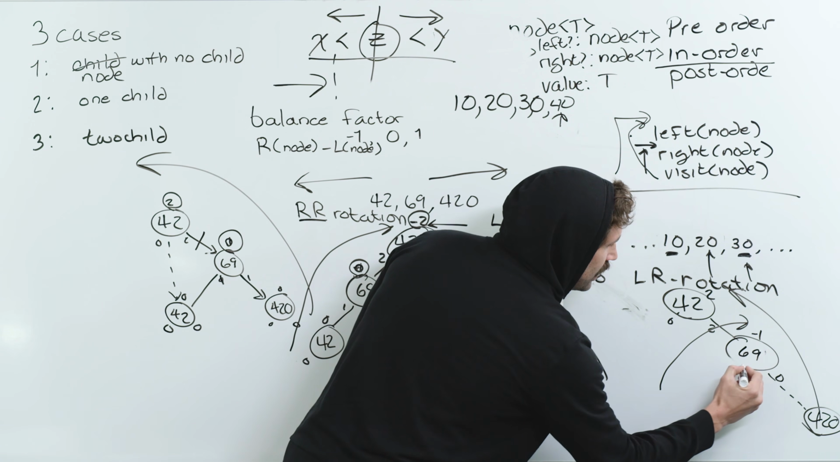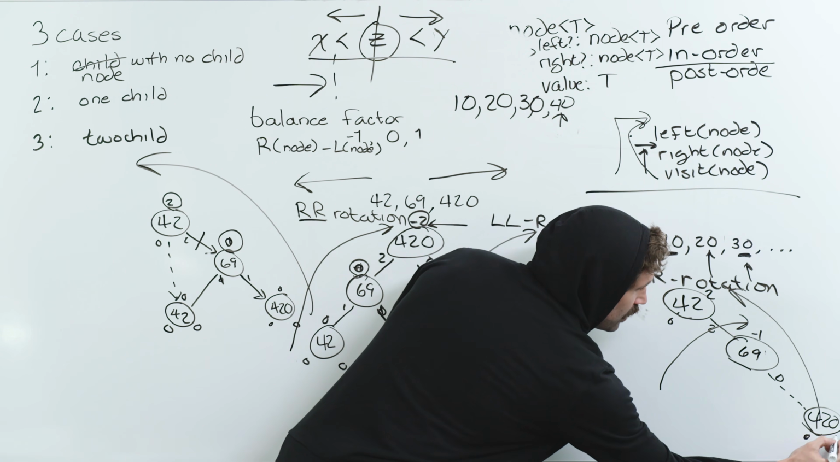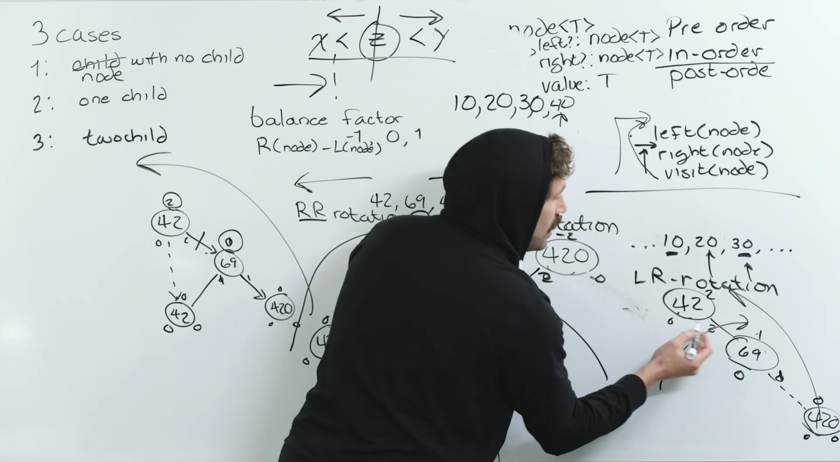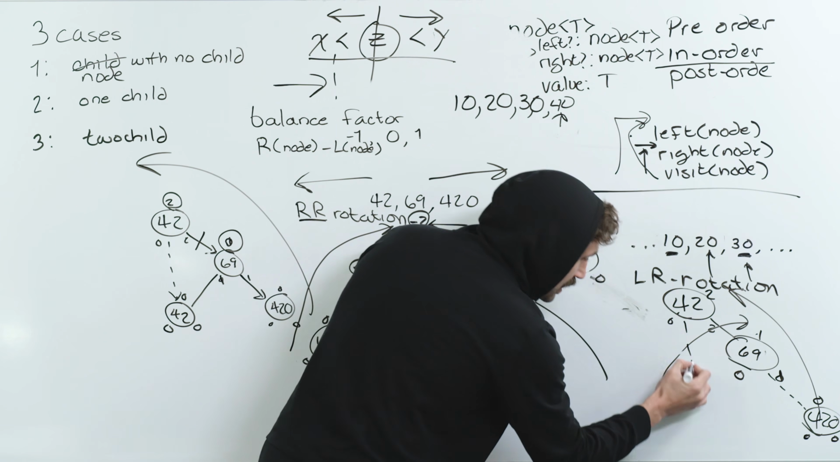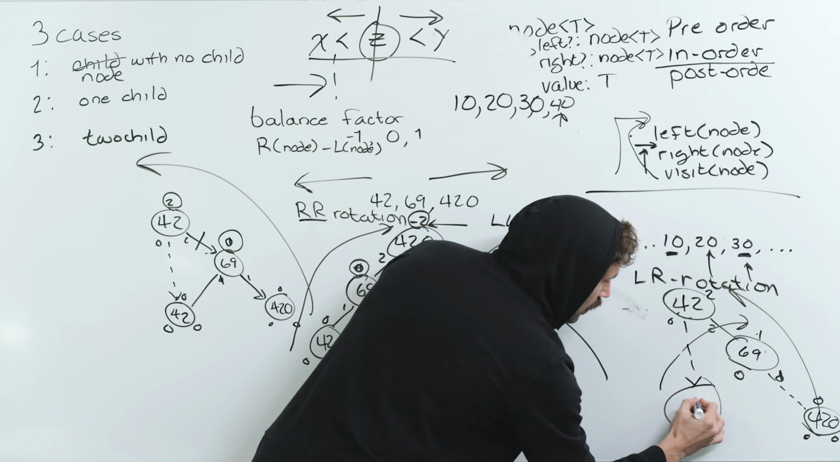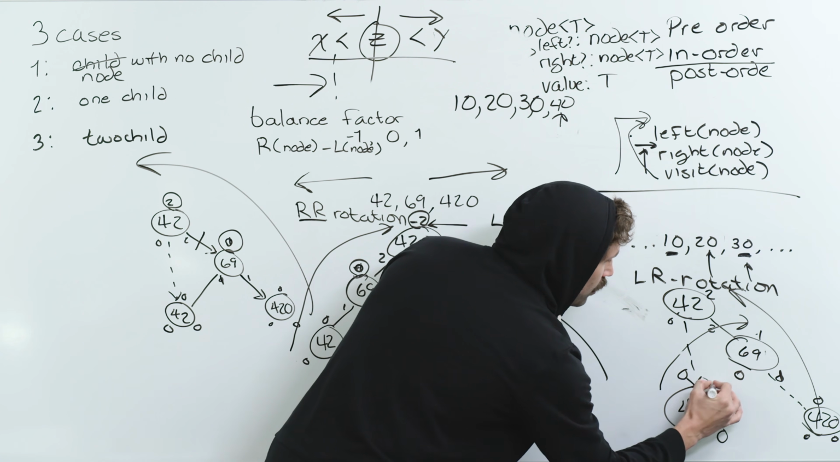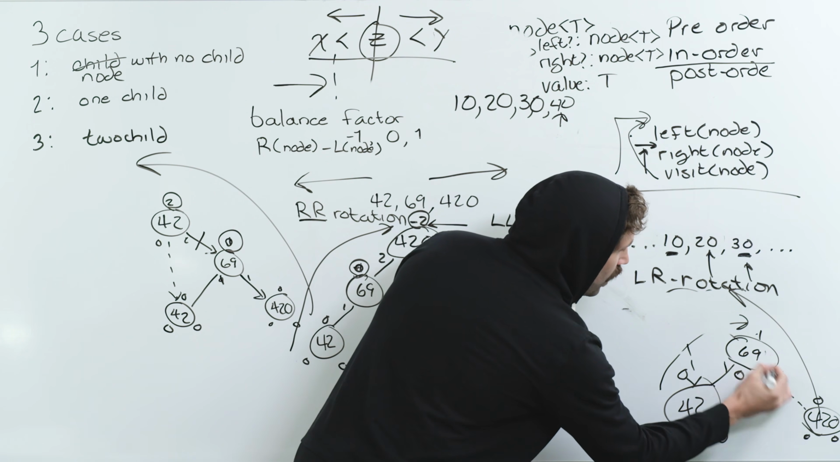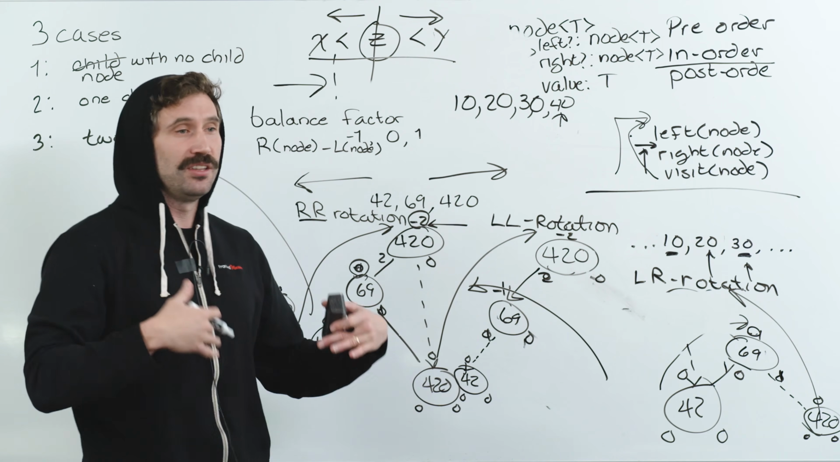So 69 would go right here, and there we go. So now we have 0, 0, 0, 0, 1, positive 1, 0, 2, positive 2, which means now we just drop down the 42, and now we have 0, 0, 0, bam, make that link happen, get rid of that thing, and now we have 1, 1, 0. We have balanced the tree.